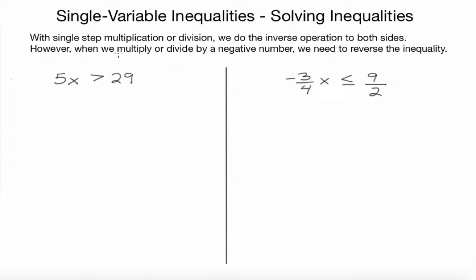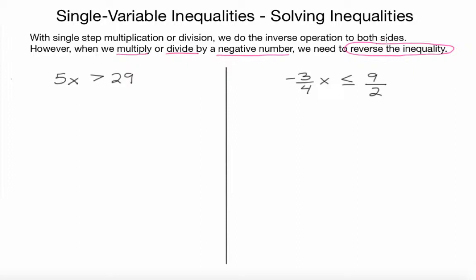Whenever we multiply or divide on both sides by a negative number, as soon as we do that, we need to reverse the inequality. Because essentially what we're doing is taking what was positive and turning it into a negative number, and taking what was negative and turning it into positive. It's polarizing the whole thing around.